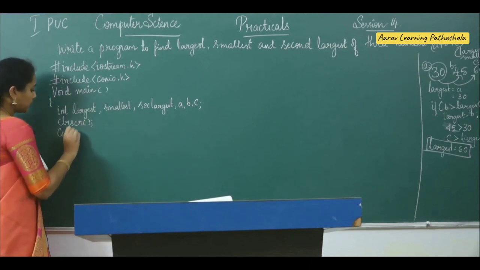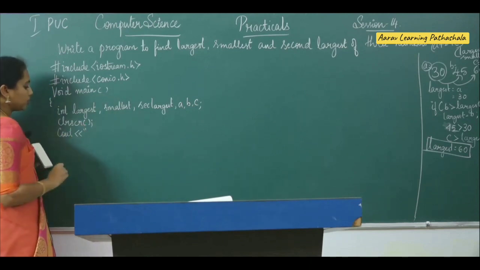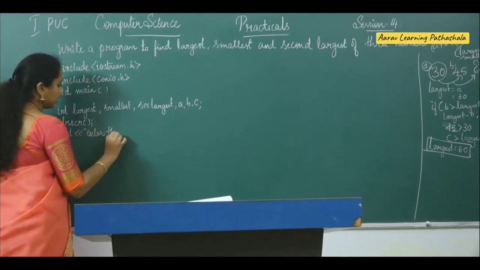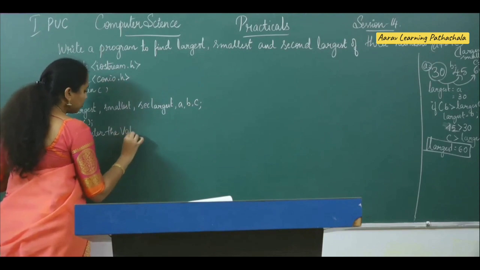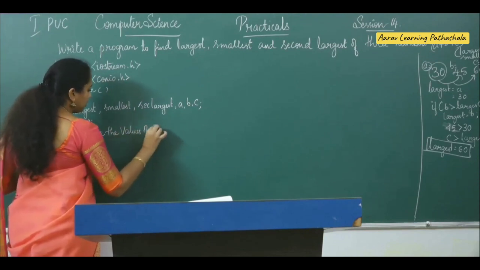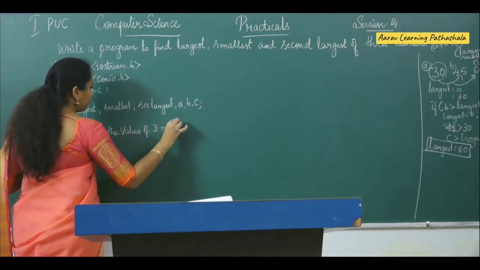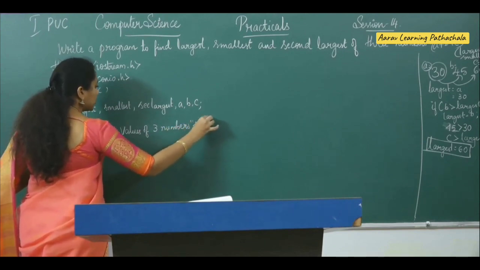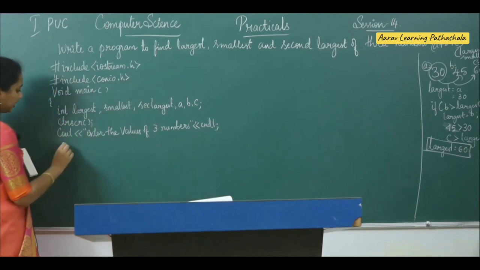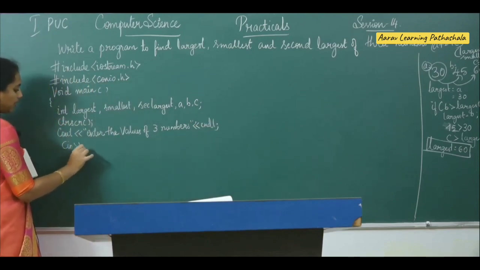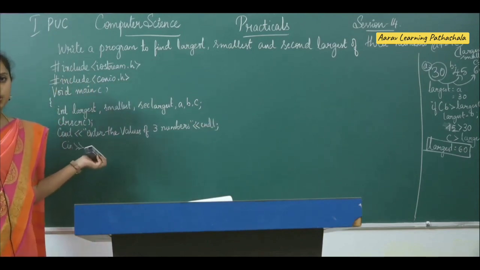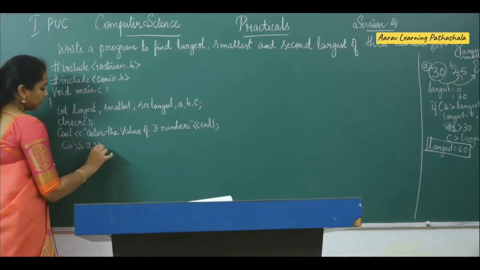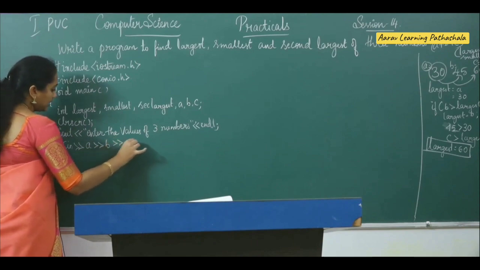So using the cout statement, I am going to display the statement on the screen. It is nothing but, enter the values of three numbers. Endl represents the end of the line. Using the cin statement, I am going to extract the values of these three numbers, that is A, B and C.